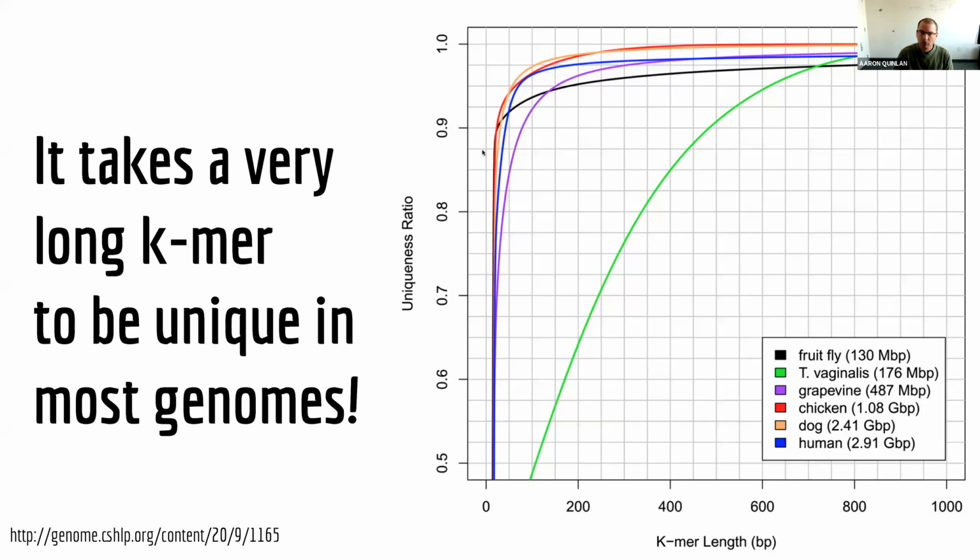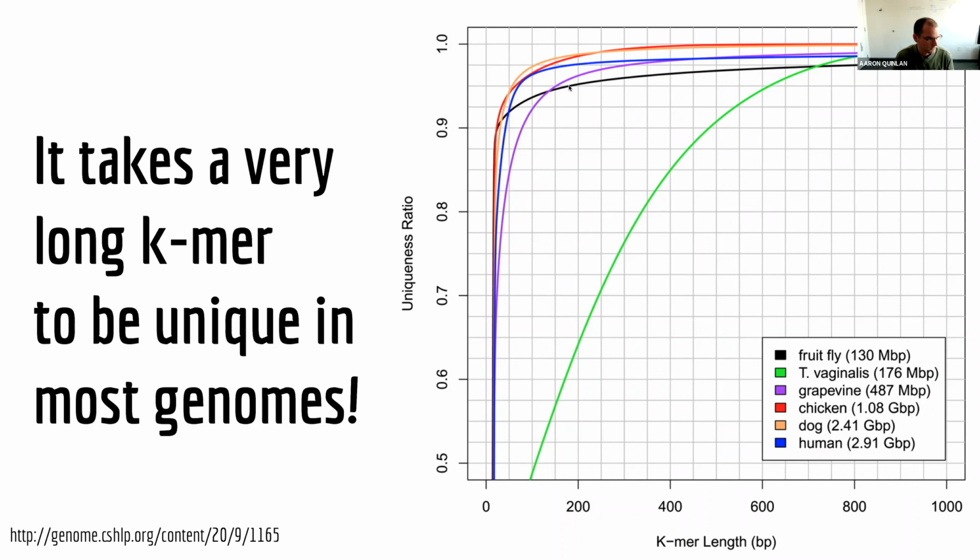It is in red here, and you can see that as K increases in size, chicken and dog, which is in orange here, the fraction of K-mers that are unique in those genomes increases very quickly. In contrast, for fruit fly, it takes a bigger K-mer length to get a higher proportion of K-mers that are unique in the Drosophila genome.